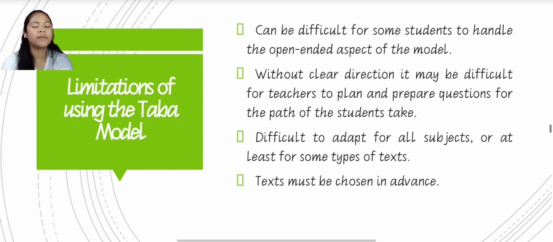Limitations of using the Taba model. It can be difficult for some students to handle the open-ended aspects of the model. Without clear direction, it may be difficult for teachers to plan and prepare questions for the path the student's thinking will take. It is difficult to adapt for all subjects or at least for some types of text. Text must be chosen in advance.